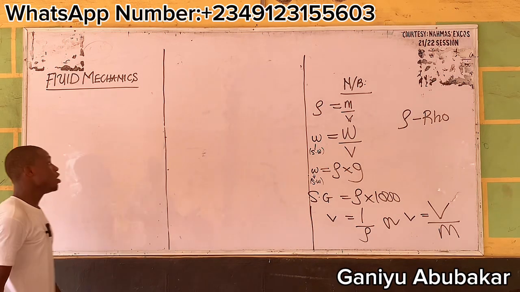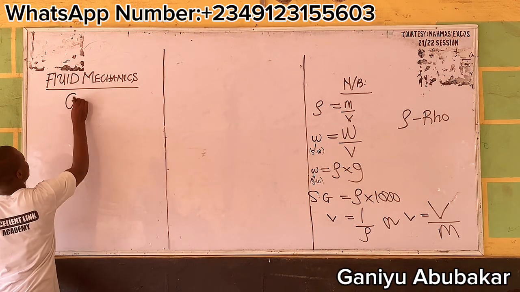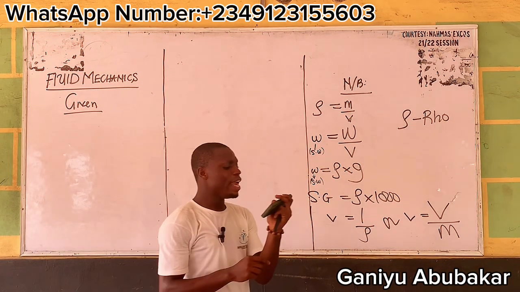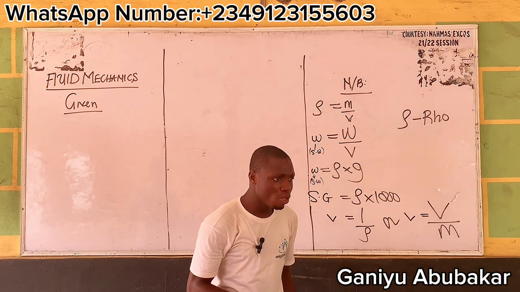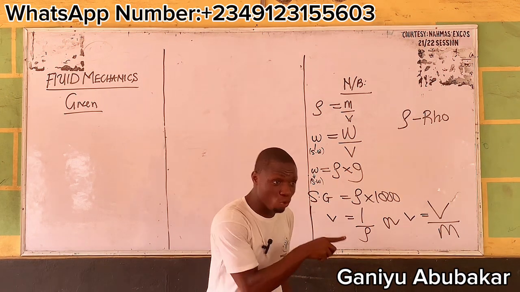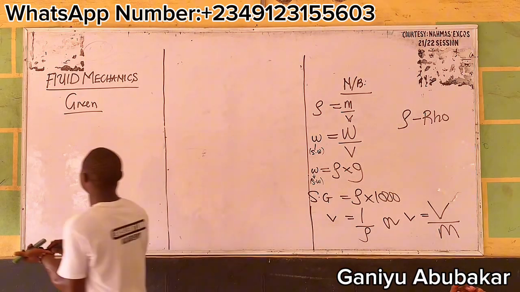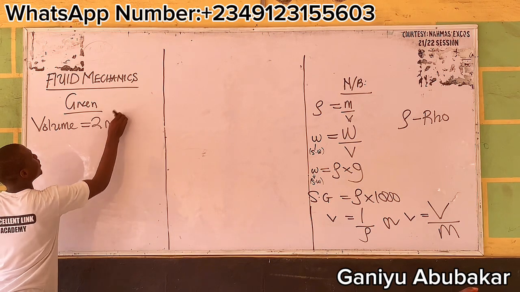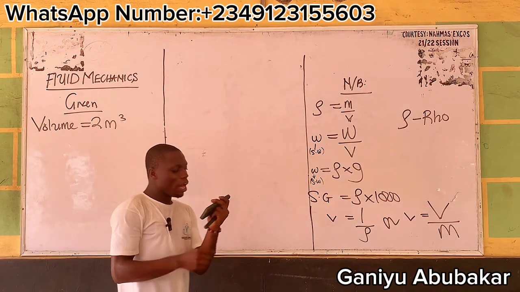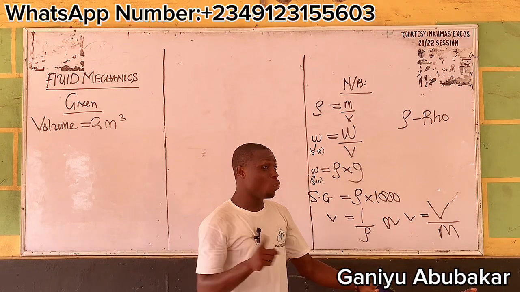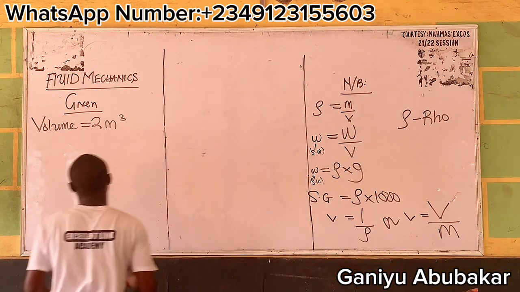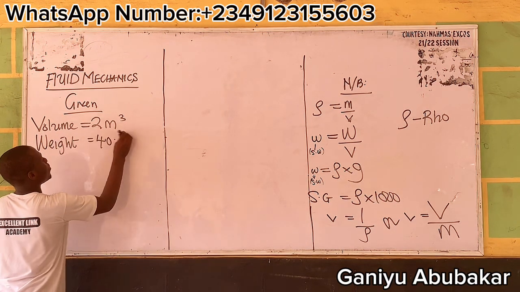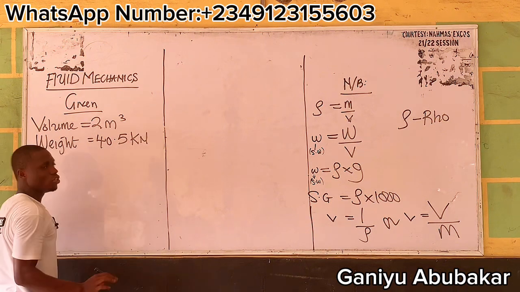Very important, please. In the question, let's start by listing what we are given. Volume of the vessel. Look up. It says a vessel of 2 meter cube. The meaning is 2 meter cube is volume. So I'm given volume. Then I'm given weight, not specific weight, but weight. What's my weight there? 40.5 kilonewton. Know this thing, please.